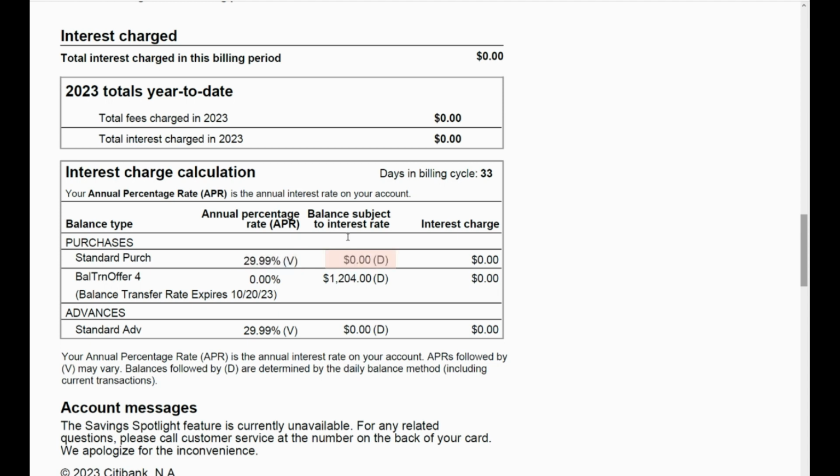Balance subject to interest rate is 0. And there's a D next to it. We'll also read what the D means. Interest rate charge is 0. Purchases. Balance transfer offer 4. Balance transfer rate expires 10/20/23. This is really important.